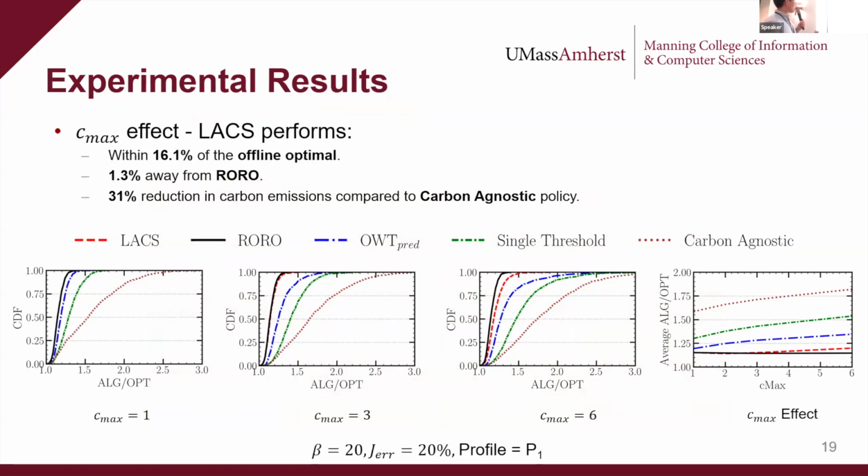So as we increase Cmax, the upper bound of the job length, the performance of all techniques decreases as they shift right, as having a higher maximum job length increases the uncertainty. However, the red curve, LACS, has the closest performance to the optimal online algorithm RoRo. Based on the summary, it's within 16% of offline optimal and very close to online optimal at 1.3%, and it has a comparative 31% reduction in carbon emissions compared to the carbon-agnostic policy.